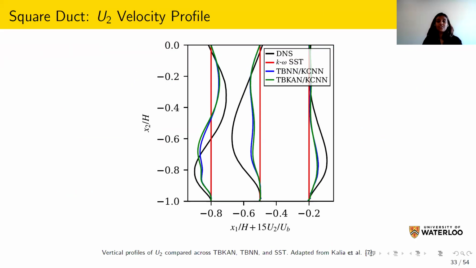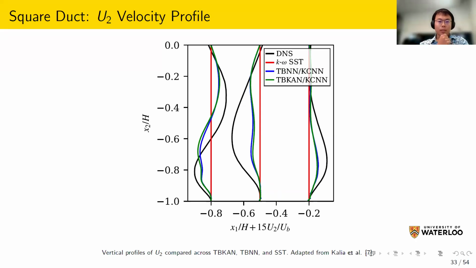k-omega SST just does not capture it because it averages it out, which is why we see the magnitude peaks being different. But the fact that TBNN and TBCAN can still capture where they're being formed is more of what this shows. But yes, you're right, magnitude wise it is further from DNS, just because of the accuracy the two equation models have.